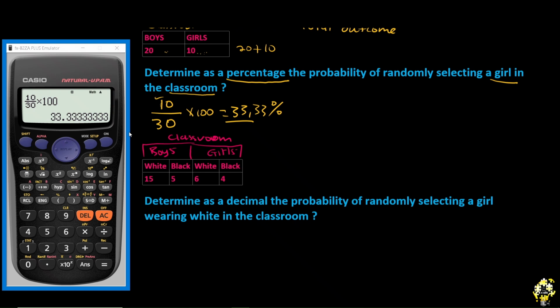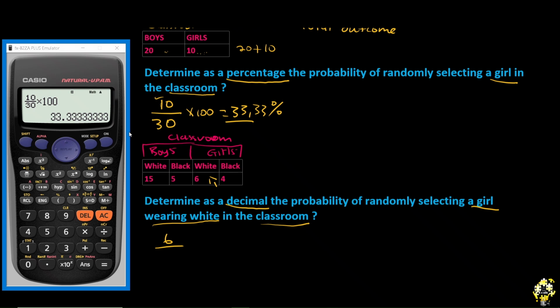Now the question says determine as a decimal. As a decimal, this is our first focus point: the probability of randomly selecting a girl, but not just a girl this time, a girl that is wearing white in the classroom. So we are supposed to look at how many girls are wearing white in the classroom. We have 6, so our possible outcome is 6, the girls that are wearing white.